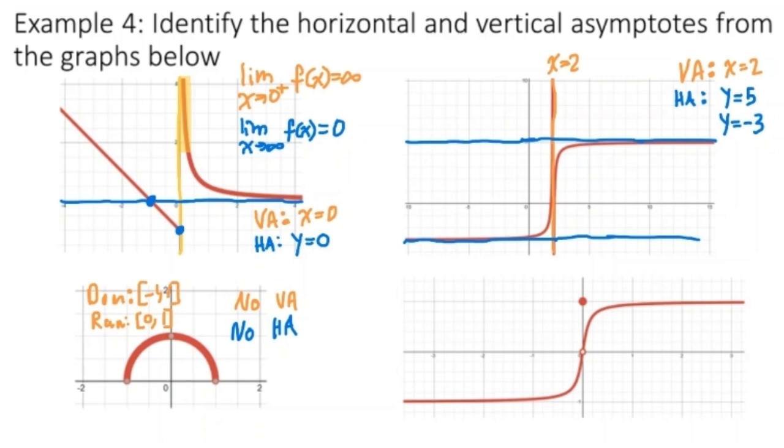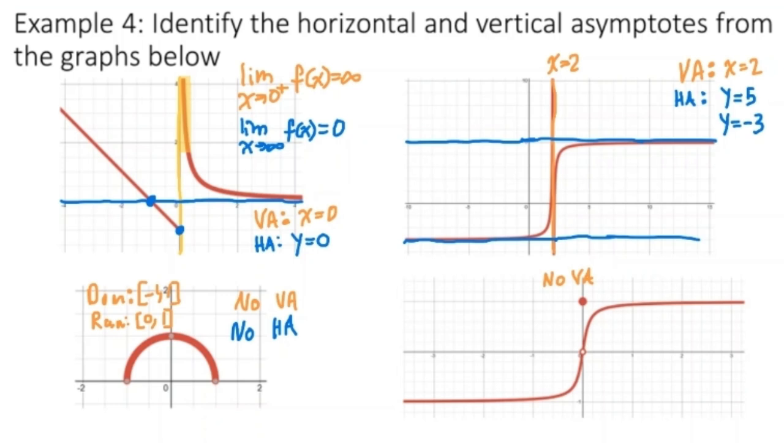Also be careful with vertical asymptotes. A function can have infinitely many vertical asymptotes. See the tangent function as an example. Now for the graph on the bottom right. First, we'll look for the vertical asymptotes, but we're not seeing any locations where the function is increasing without bounds or decreasing without bounds. So this function does not have any vertical asymptotes.